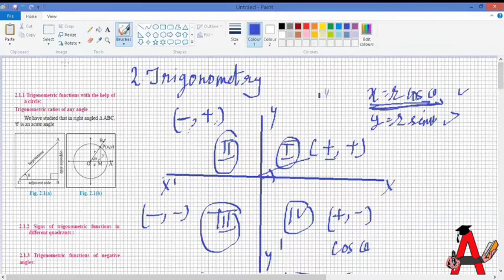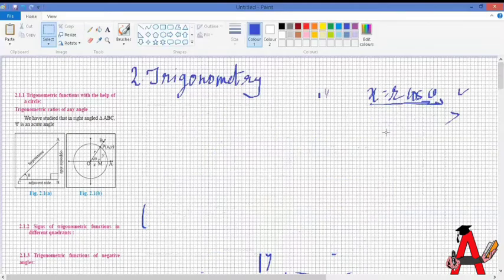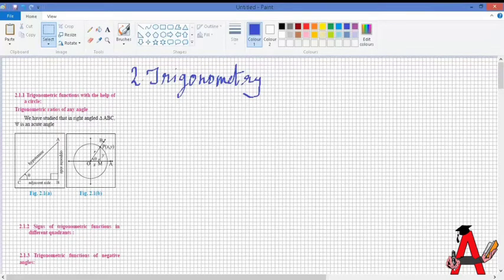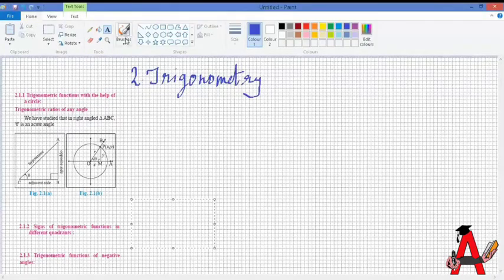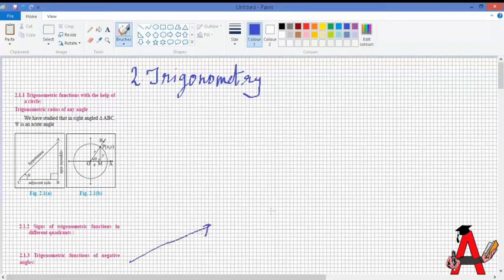Apart from this, what we're going to do now is the third concept, which is trigonometric functions of negative angles. Now these are the simple three formulas which you should remember. I'll tell you all three formulas. So, trigonometric functions of negative angle.